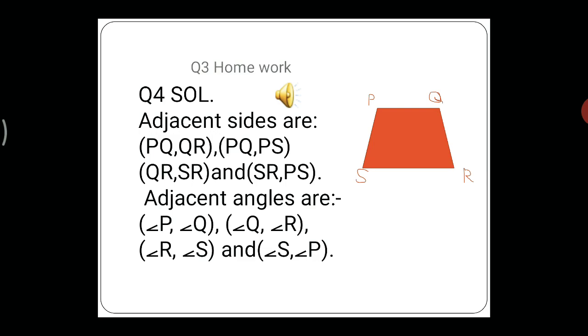Now we have to find out the adjacent angles. Dear students, adjacent angles are those angles which share a common line. That means if PS is the common line between angle P and angle S, then angle P and angle S are the adjacent angles. Same, angle S and angle R are the adjacent angles because SR is the common line. And angle Q, angle R are the adjacent angles because QR is the common line.